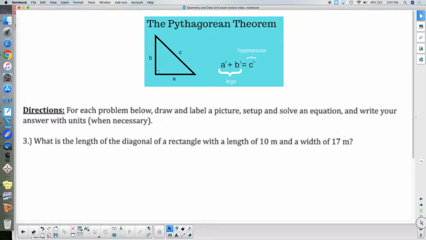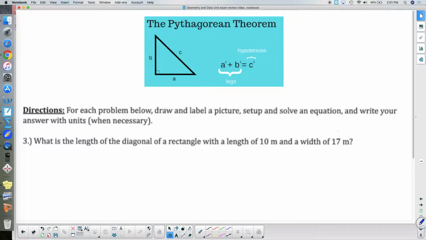So the reminder for Pythagorean theorem is up there in blue, that it's leg squared plus leg squared equals hypotenuse squared. So as you get into word problems, you want to see if you can make a picture that's going to tell you which pieces of information are the legs and which are the hypotenuse before you start calculating.